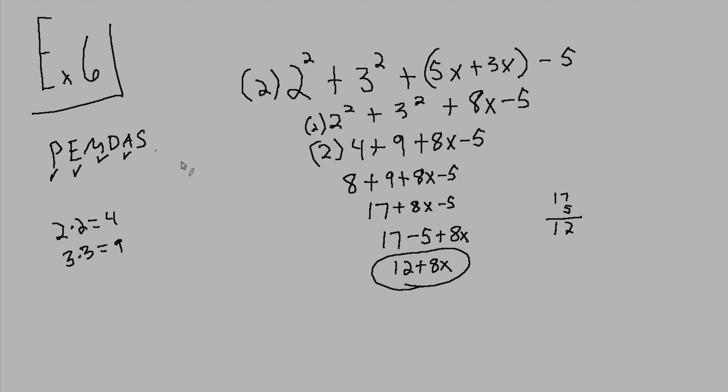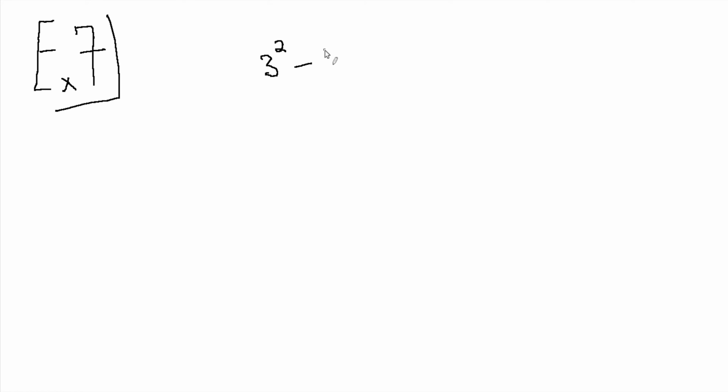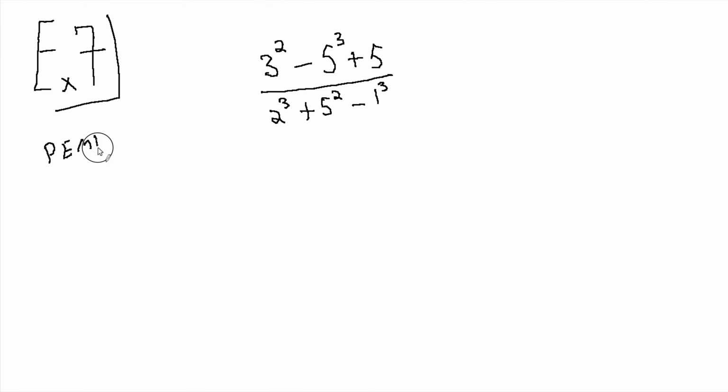Let's do a little more complicated one. We'll do 3 to the power of 2 minus 5 to the power of 3 plus 5, and then make a division sign, 2 to the power of 3 plus 5 to the power of 2 minus 1 to the power of 3. There's no parentheses. Let's do the exponents first. Let's do the 3 to the power of 2, which is 3 times 3, which is 9. Now we do 5 to the power of 3, which is 5 times 5 times 5, 3 times. 5 times 5 is 25, times 5 is 125.